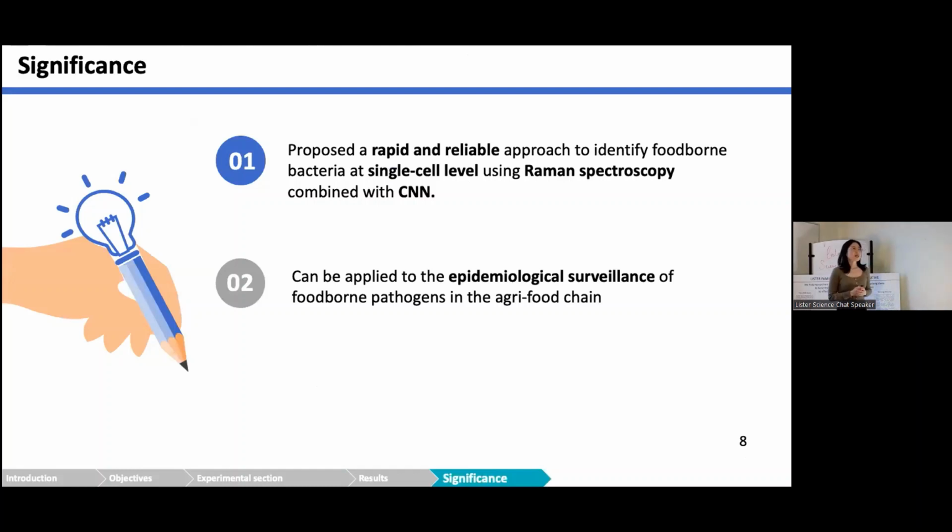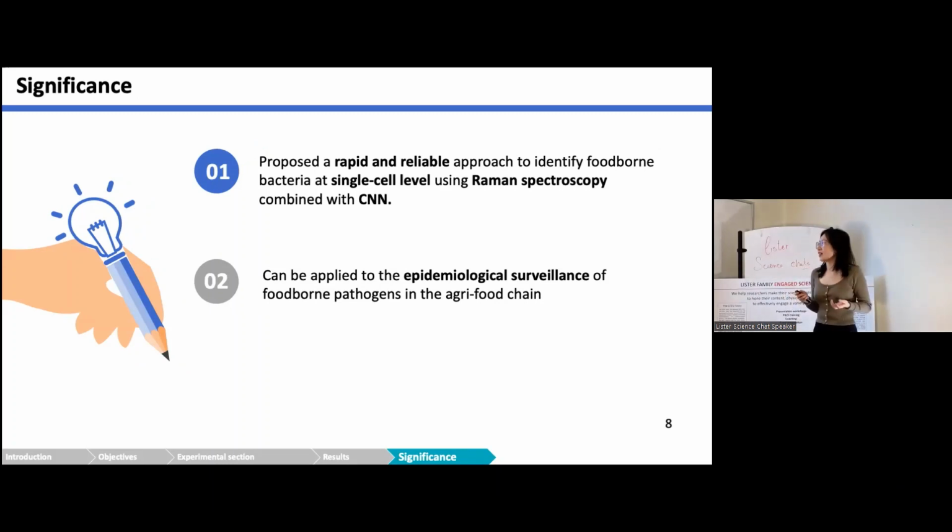So in summary, in my study we developed a novel method of using single-cell Raman spectroscopy and machine learning to detect different foodborne pathogens. And our method is rapid. Collecting one spectrum only takes several seconds, and it's also reliable. The accuracy is over 95%. And most importantly, it's very easy to use. I believe after some basic training, most of us in this room can use these methods.